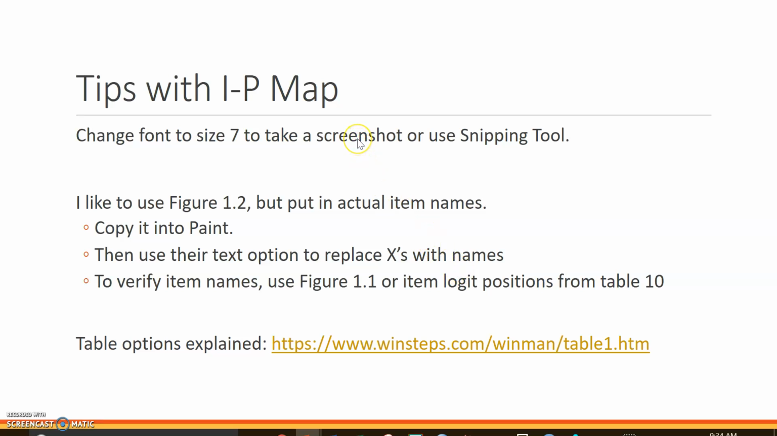Also, if you take the text file and change the entire font size to 7, that will give you the entire IP map on the screen so that you can take a screenshot or use the snipping tool and then pull that figure into Word. There are a lot of different tables beyond figure 1.2 and 1.1. You can check those out here.